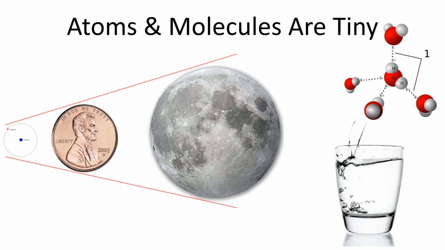A penny is roughly as many times larger than an atom as the moon is larger than the penny. So again, atoms and molecules are ridiculously tiny. So tiny, in fact, that there are more water molecules in a single cup of water than there are cups of water in all the oceans, lakes, and rivers on Earth.